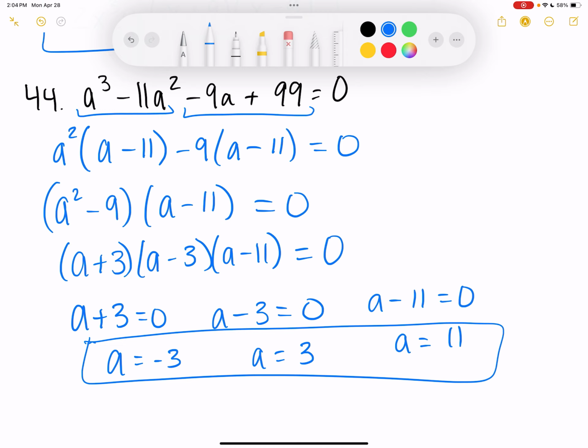As a general rule, whatever your highest power is going to be how many zeros, quote unquote, that you have. So how many answers are we going to have? 3. It wasn't a question. Now, that's not always 100% the case, but you can't have more than whatever that is. So if this is a cube term, I can't have more than 3 answers.